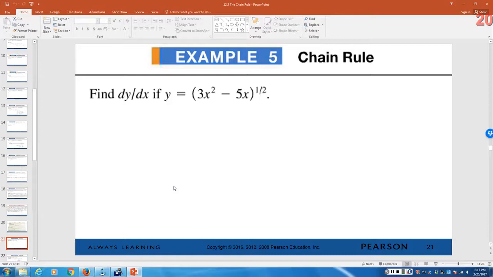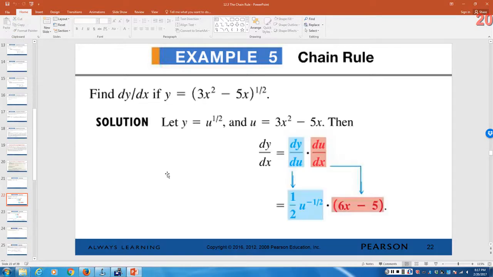Okay. So if I'm going to take this derivative, what I'm going to do is take that 1/2 power and bring that 1/2 power down in front and reduce it by 1, which makes it a negative 1/2, and that little u there is just whatever's inside there. Okay? And then the derivative of 3x squared minus 5x is 6x minus 5. And that's really all there is.